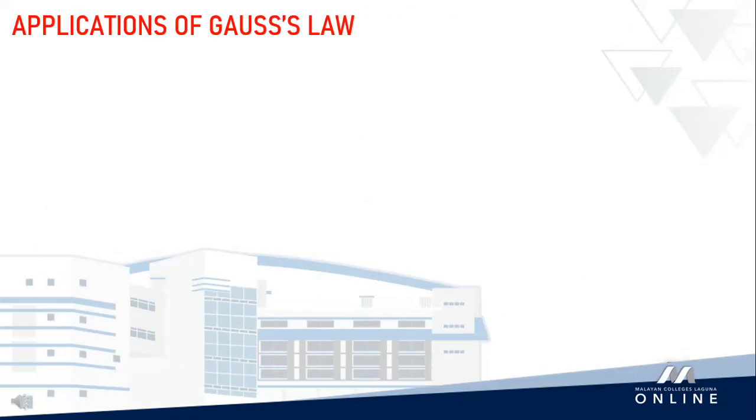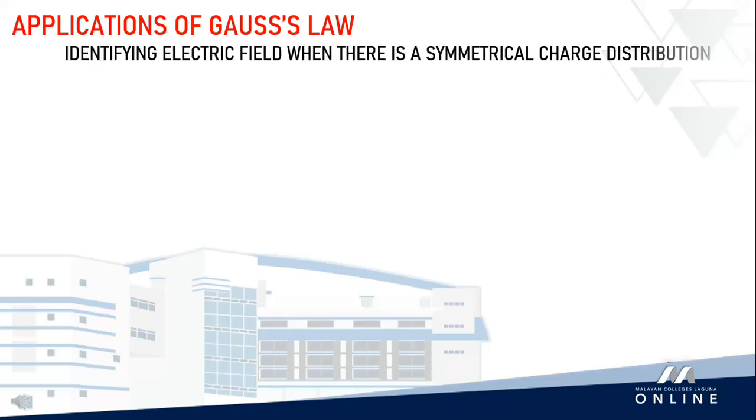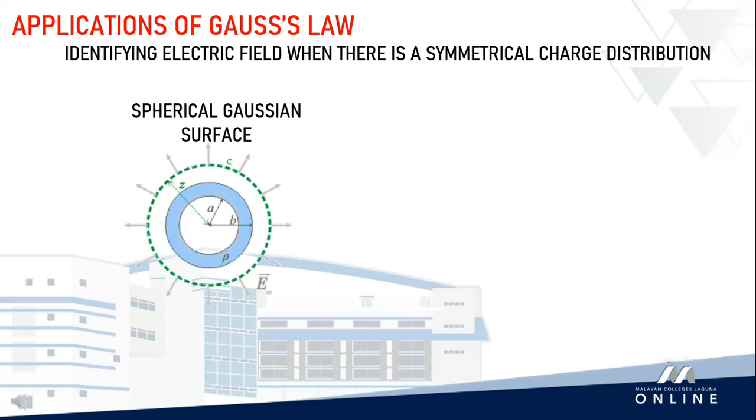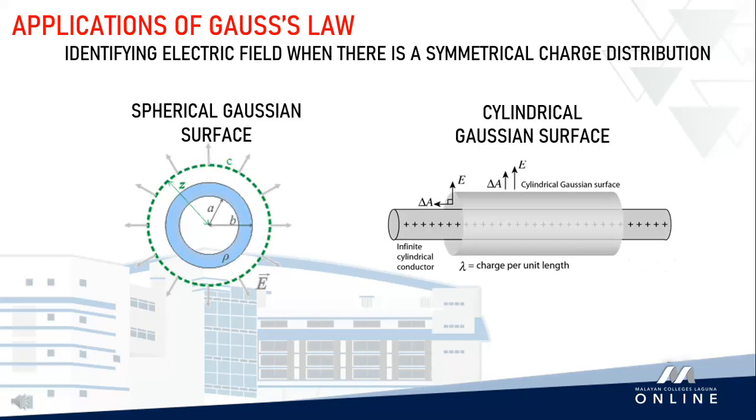We can apply Gauss's law in identifying the electric field of a certain region where there is a symmetrical charge distribution. The direction of the electric field may be identified through these symmetries, which may be in the form of a sphere, a cylinder, or a plane. As such, the most important factor we need to consider when we are using this law is the identification of the symmetry present in a given region.